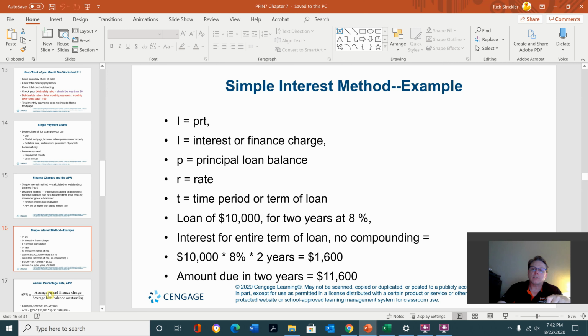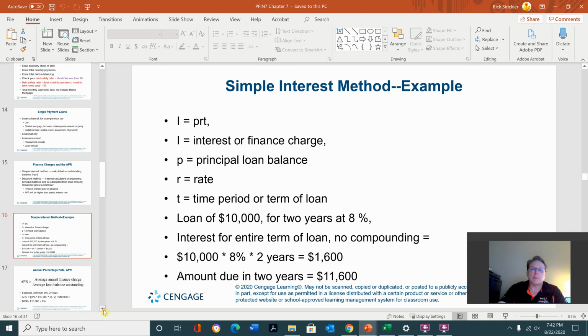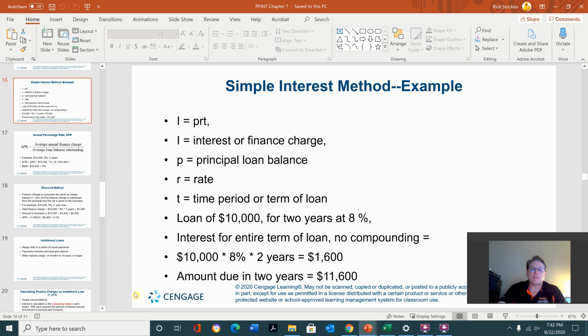Loan of $10,000 for 2 years at 8%, interest for the entire term of the loan, no compounding, so we're keeping it simple. So 10,000 times 8% times 2 years equals $1,600. That's how much your interest is, and then you add that onto the principal, so you pay off $11,600. That's very simplistic. It doesn't work like that because all loans are compounded, but that's just to give you a rough idea.